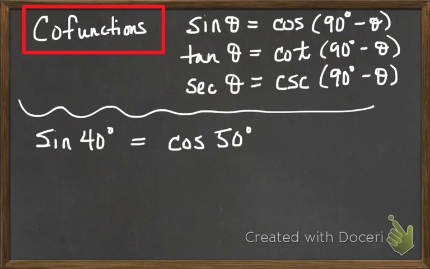So take your calculator real quick, make sure that it is in degrees. Find the sine of 40. And then find the cosine of 50. And please tell me that you're getting the same value.